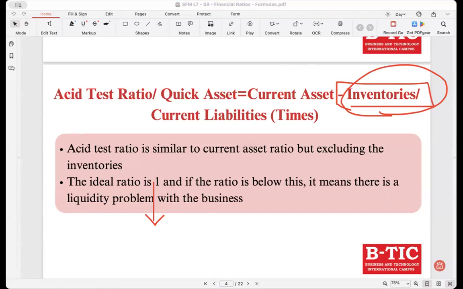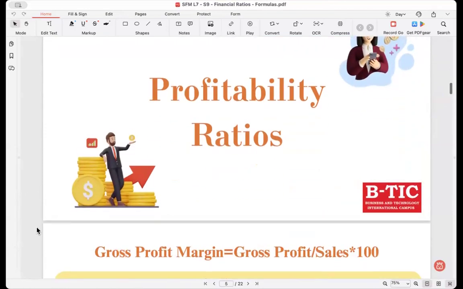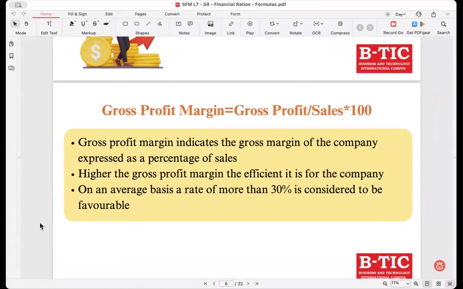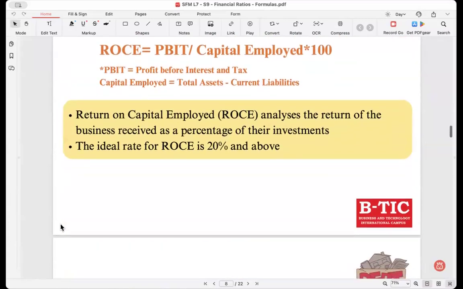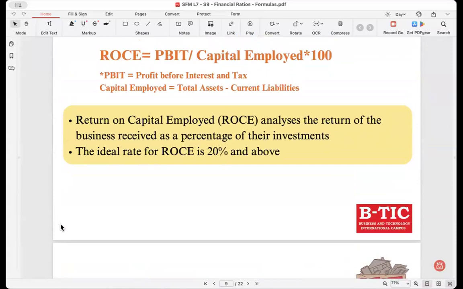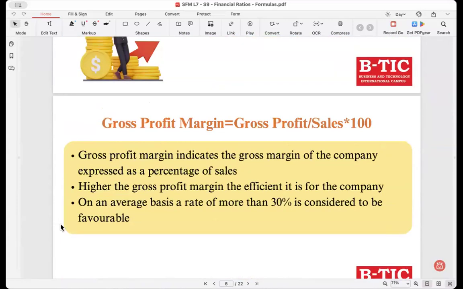Clear? Next, we're moving on to profitability ratios. On the profitability ratios, we're going to learn about gross profit margin, operating profit margin, net profit margin, and ROS. Let's see what gross profit margin is about. Gross profit margin equals gross profit over sales into 100.